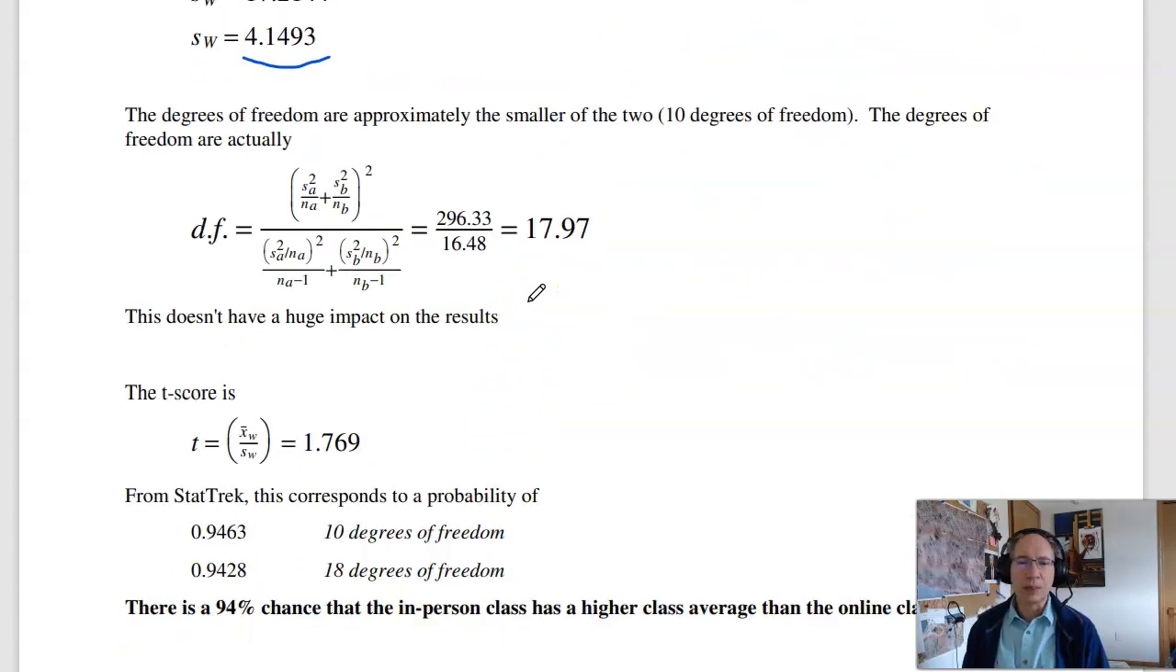Degrees of freedom. A couple ways to calculate it. This is the exact way. There are 17.97 degrees of freedom. The simpler way, which gives you almost the same answer, is take the minimum of the degrees of freedom in A and B. That'd be 10.